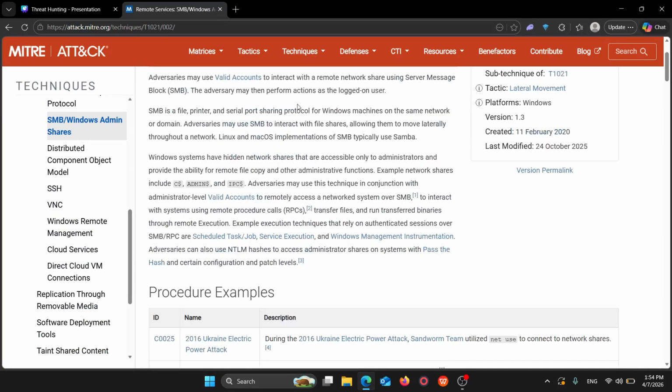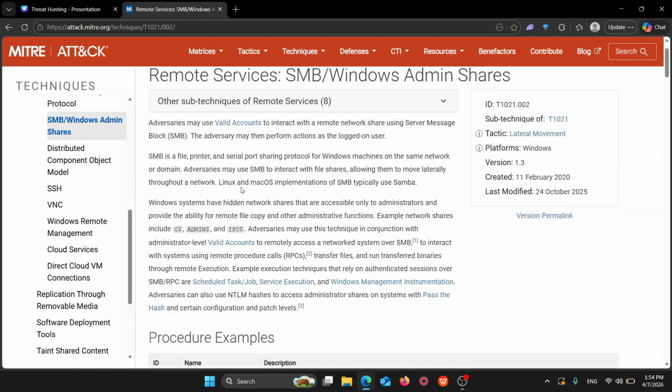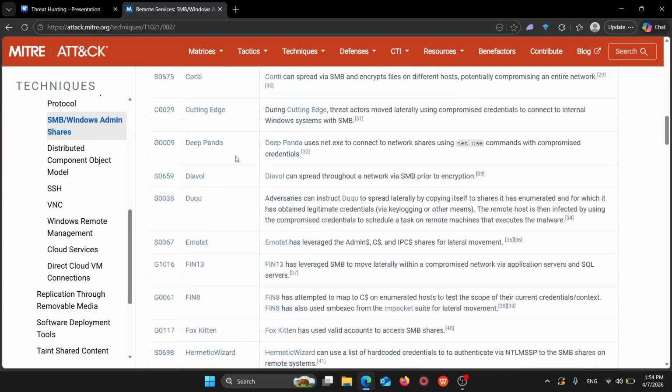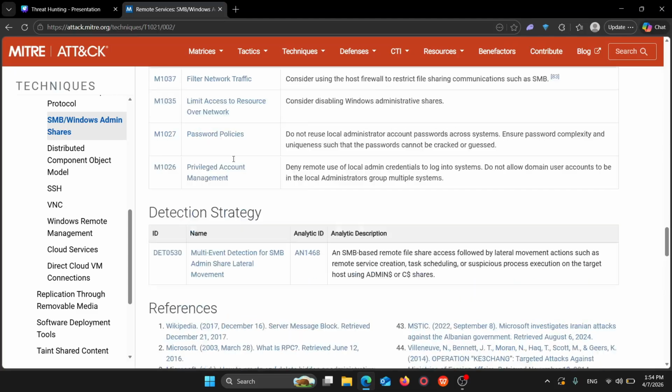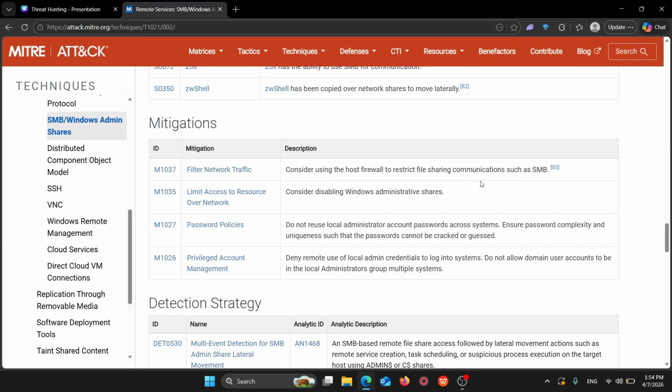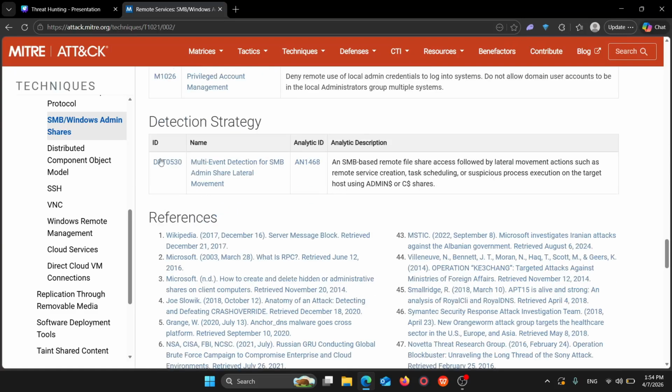So you can read everything about the sub techniques, the procedures, the APTs or threat actors that use these sub techniques. You can scroll down and look at the mitigations. How can you mitigate this threat or these techniques, and the detection strategy, right? So this is the most important part. How can you detect this kind of attack, right?